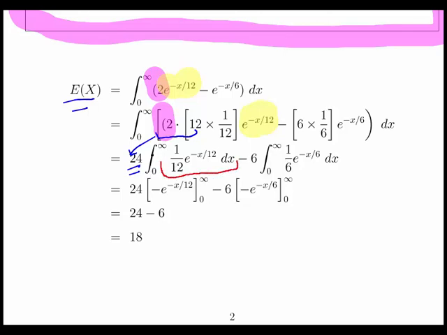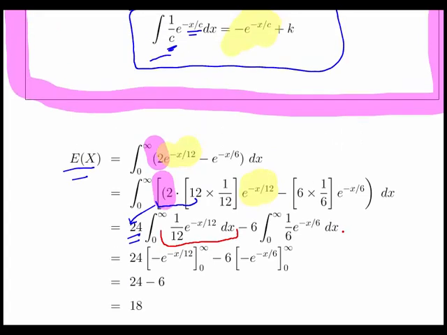And now I have this expression here: the integral from 0 to infinity of 1 over 12 times e to the minus x over 12 dx. I'm doing the same thing over here with this one: 6 times 1 over 6 times the exponential of minus x over 6 dx. Essentially what I've done there is just split it up into two different integrals, to make it a little bit easier to follow. So I have minus 6 times the integral from 0 to infinity of 1 over 6 times e to the minus x over 6 dx. I'm using this expression here.